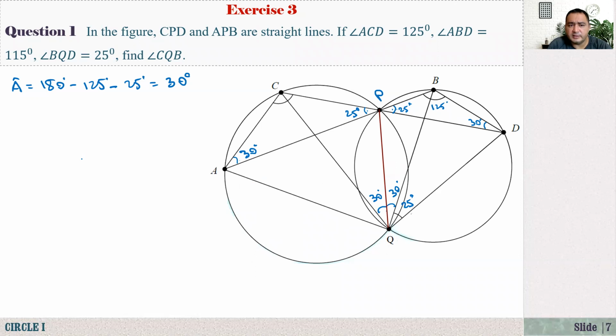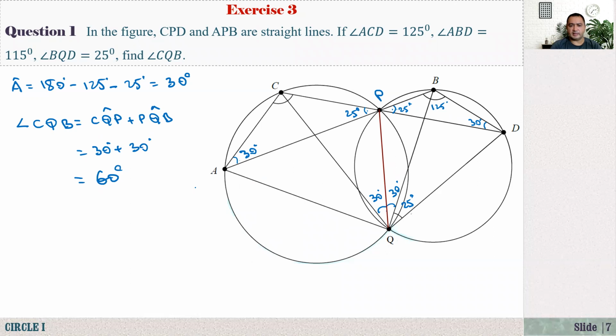Now what is angle CQB? Angle CQB is equal to CQP plus PQB. That is equal to 30 plus 30, which is equal to 60 degrees. So angle CQB is equal to 60 degrees.